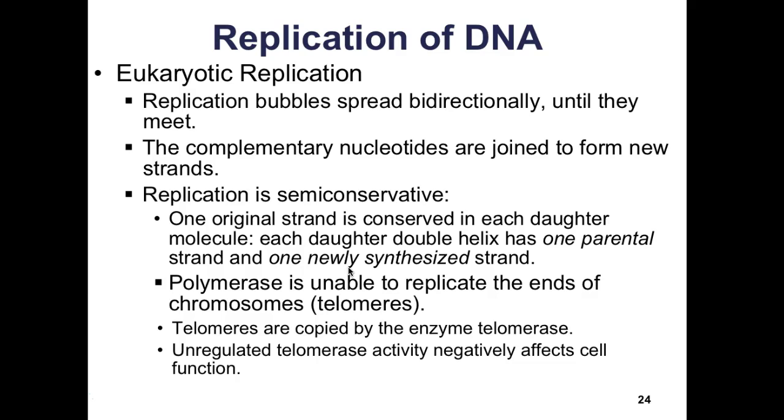Replication is a semi-conservative process. One original strand is conserved in each daughter molecule. Each double helix has one parental strand and one newly synthesized daughter strand. Polymerase is unable to replicate the ends of the chromosomes. Remember that the ends of the chromosomes are called telomeres. So telomeres are then copied by an enzyme called telomerase. Unregulated telomerase activity negatively affects the cell function.